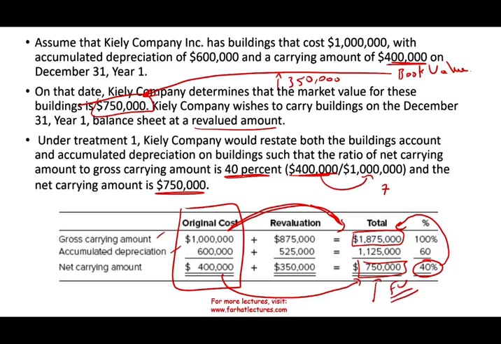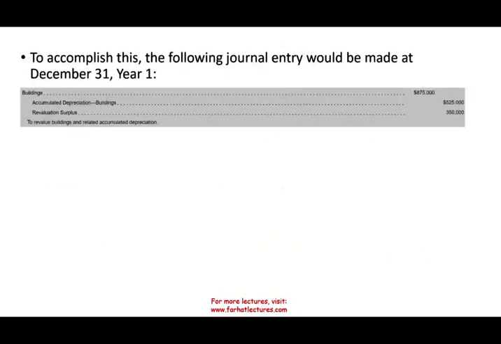I have to list it at fair value. So I have to have an increase of $350,000. Well, to go from $1 million to $1,875,000, I have to add $875,000, and my accumulated depreciation will have to increase by $525,000 because I need a fair value of $750,000. So basically, taking this information, I can book an entry. I can debit my building $875,000, credit accumulated depreciation, increasing it by $525,000, and now I have a revaluation surplus of $350,000. So that's the entry to accomplish this.